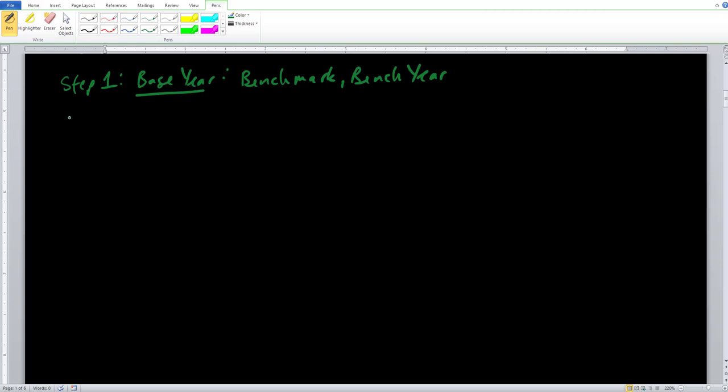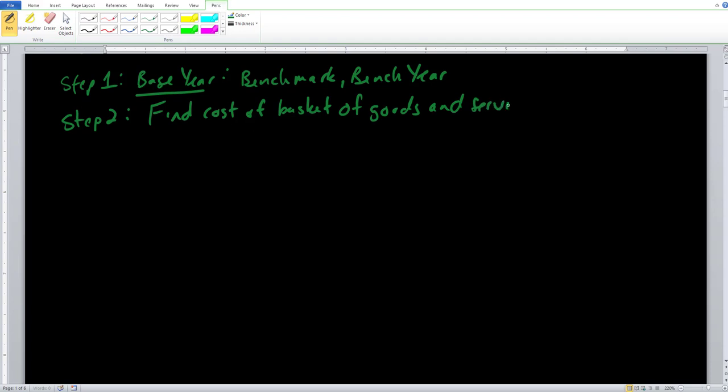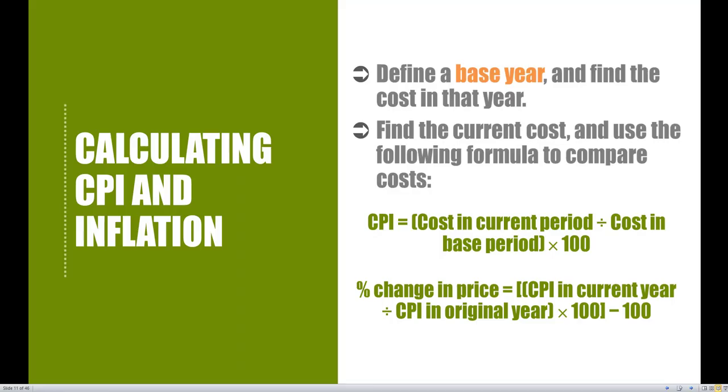Step number 2, as we've noticed, is to find the cost of a basket in the base year and also in the current period. So step 2, we'll just go ahead and find the cost of the market basket of goods and services. So exactly how much did this market basket of goods and services cost in the bench year? How much did it cost in the year that we're currently in, or the year that we're interested in solving for? So a two-step process in order to find out the CPI and the inflation rate from this.